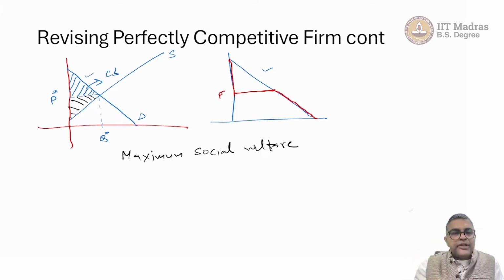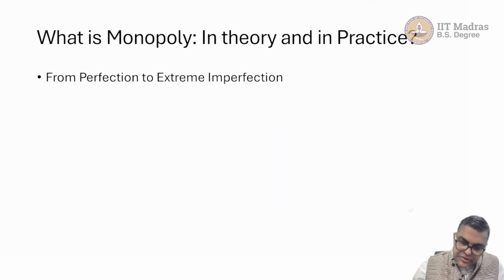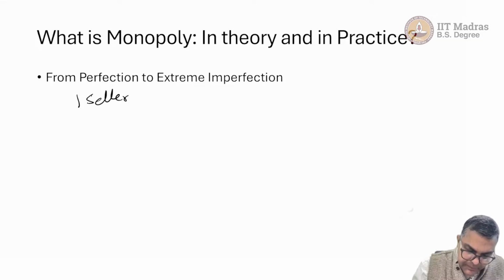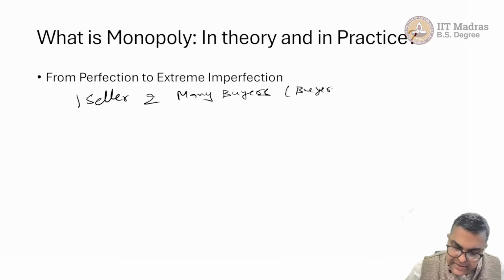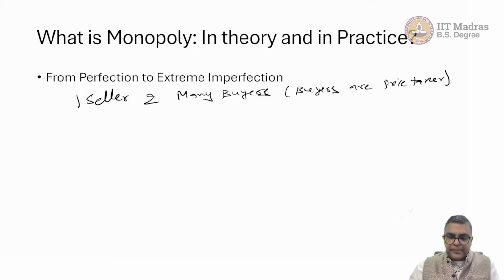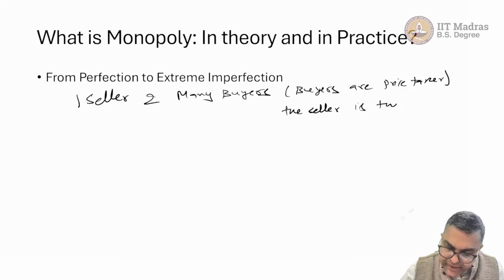Now, we are going to study monopoly, and we should be comparing monopoly with the perfectly competitive market environment. First of all, what is monopoly? In theory, monopoly is simply that you have one seller and many buyers. That's important. What we want to say is that buyers are price takers, they cannot influence the price, and the seller, the lone seller, is the price maker.